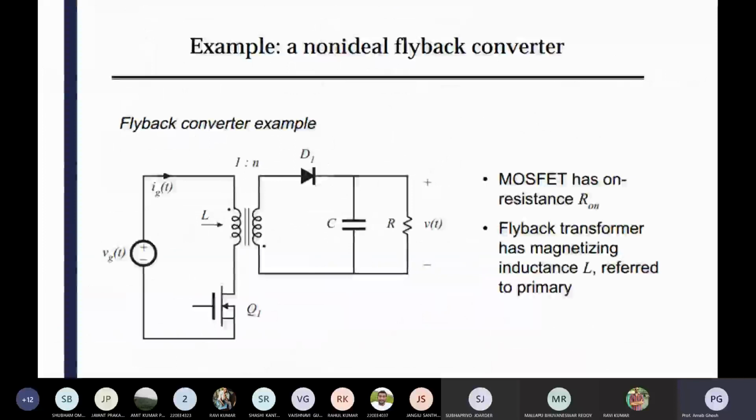Okay, so I gave you some homework, to solve that problem for the forward converter. I think you are doing it at home. So today I just started; right now I'm going to discuss the flyback converter.